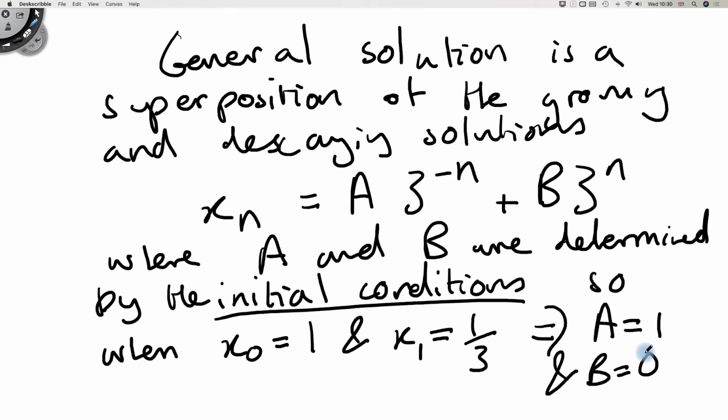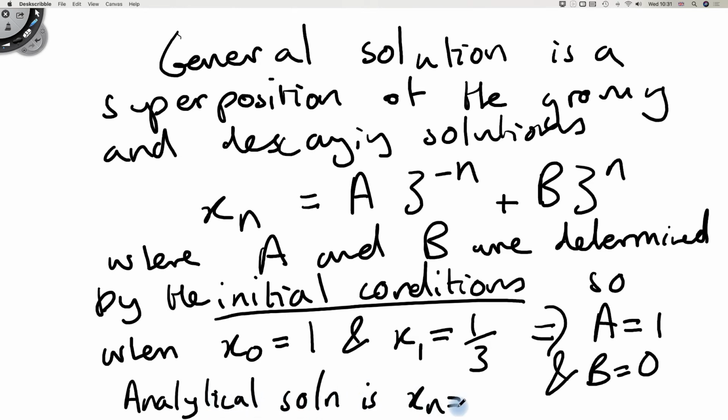Right, so this is very analogous to the more qualitative picture I was giving you last time with exponential decay. But the key is when you do a numeric, so this is the analytical solution. The analytical solution is x at n equals 3 to the minus n. It's decaying.